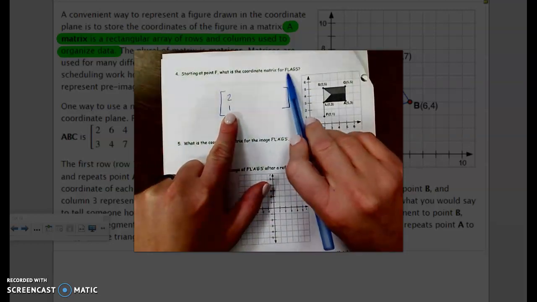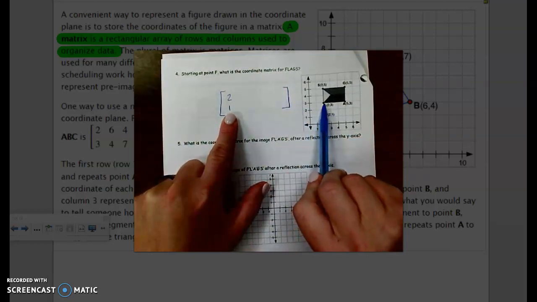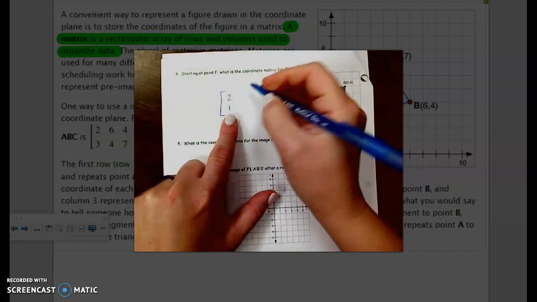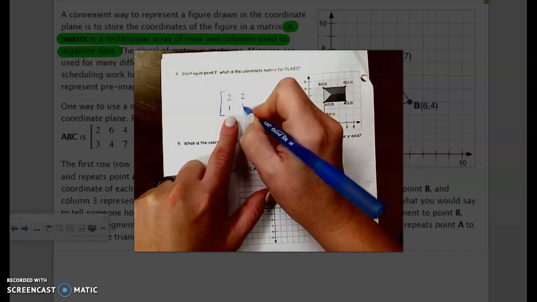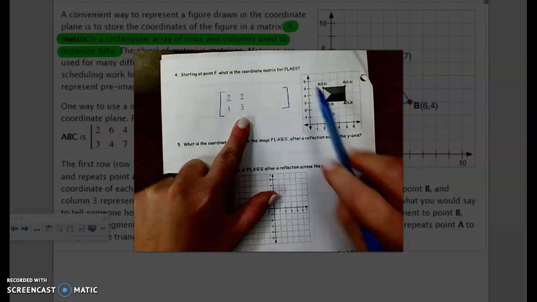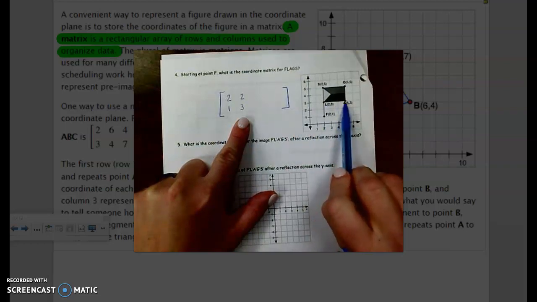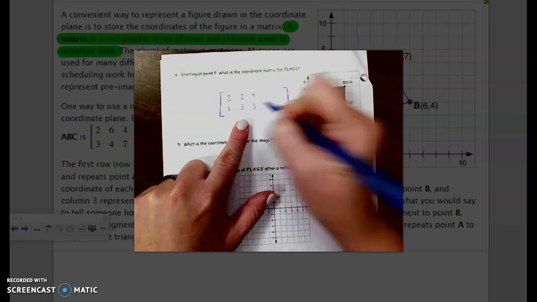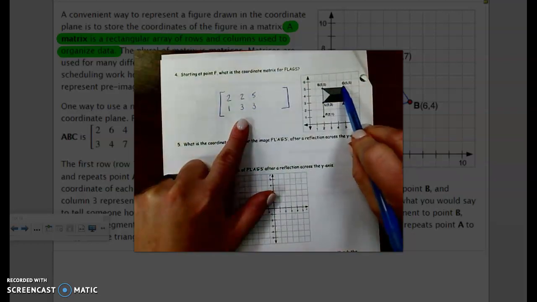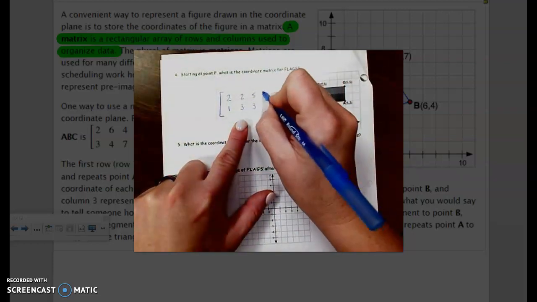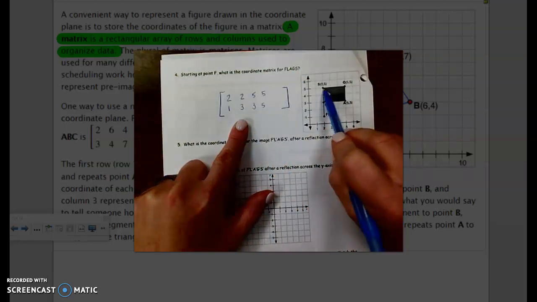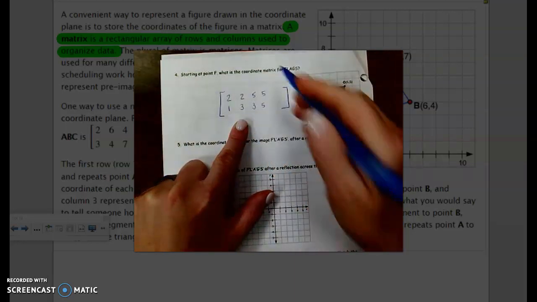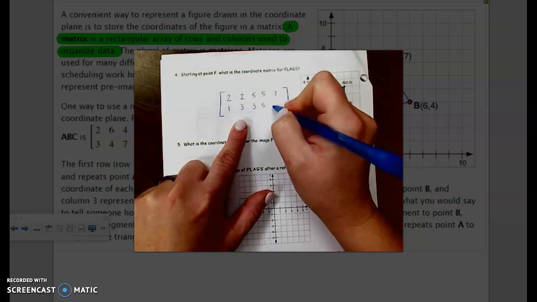It's called flags, so we would go to point L next. It's the point 2, 3. The 2 would go in the top row, the 3 in the bottom row. Flags, so A is next. A is the point 5, 3: 5 in the top, 3 in the bottom. Then G, 5, 5: 5 in the top, 5 in the bottom. S is 2, 5. So 2 and then 5.